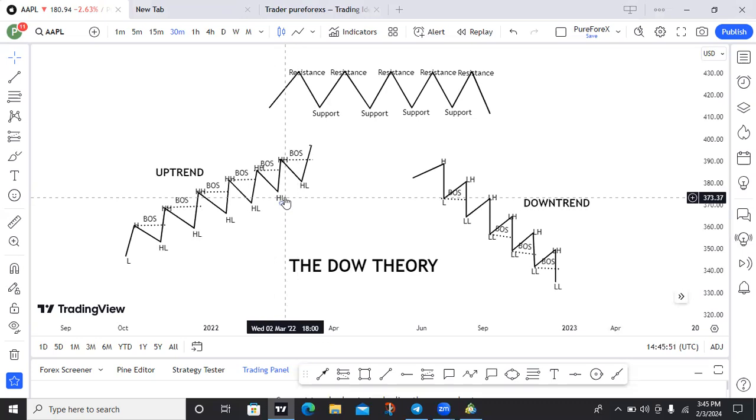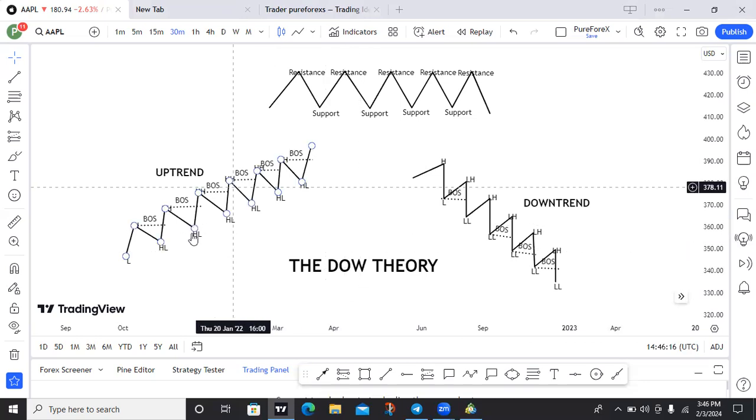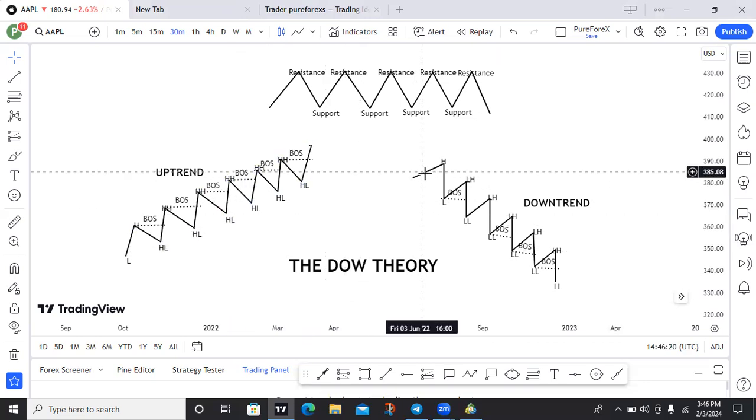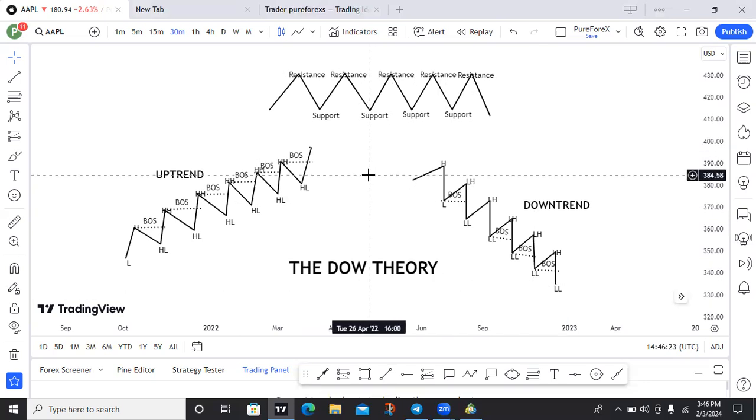So we have talked about the 3 types of market structure, which are the uptrend, the downtrend, and the consolidation. And we also talked about the characteristics of these 3 types of market structure. Like I said, there is no other way in which the market moves. Whether you open the Forex chart at night, in the afternoon, or in the evening, you meet the market in a downtrend, or in an uptrend, or in a consolidation.